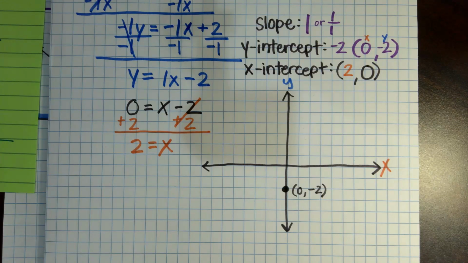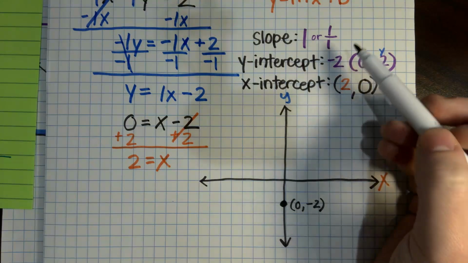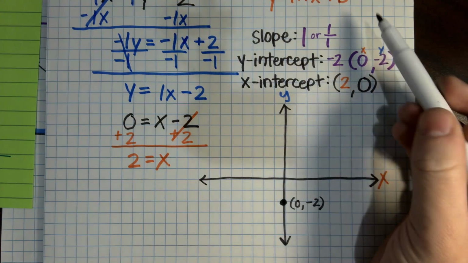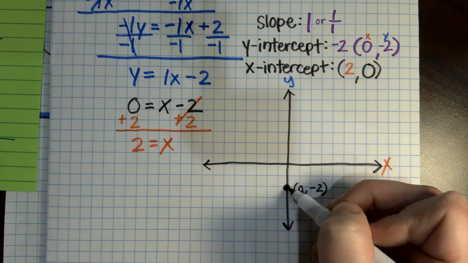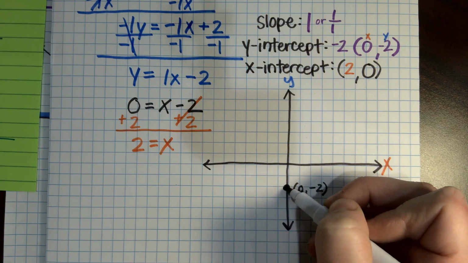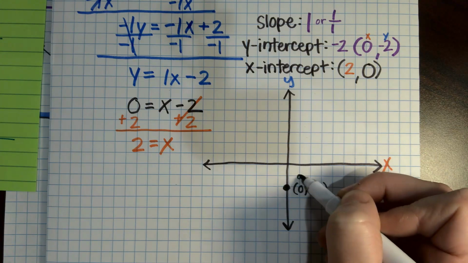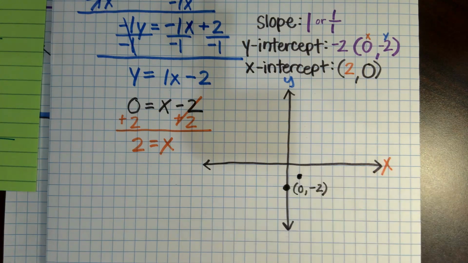Okay, what should we do next? Yeah, we could do the slope to find another point. So what's our slope? Yeah, our slope is 1. Our rise over run is just up 1 over 1. So we're going to start from the point we found, the y-intercept, and we're going to rise up 1, run over 1. And there is a point that we found. So you could just connect your line from there and be done.